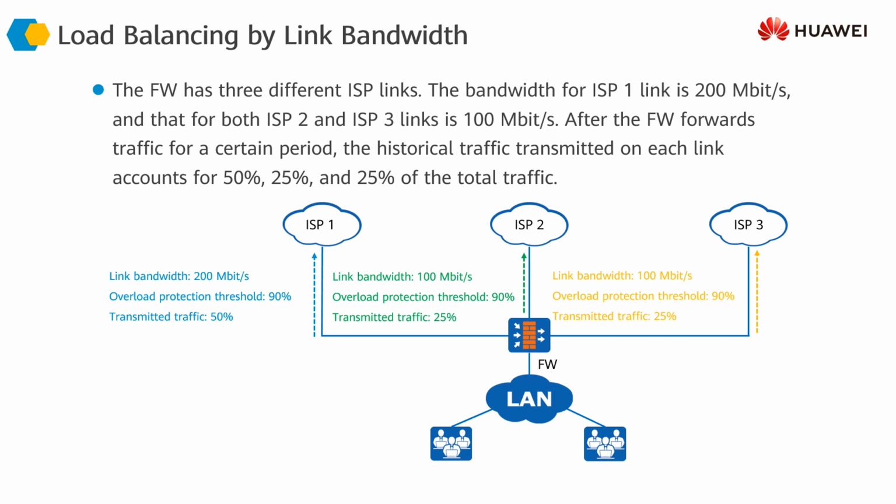So this is the basic concept of load balancing by link bandwidth, that you forward the traffic through different links based on their available bandwidths. The higher the bandwidth available on any particular link, the more traffic would be passed through that link. And while doing all this, we always keep in mind the overload protection threshold.